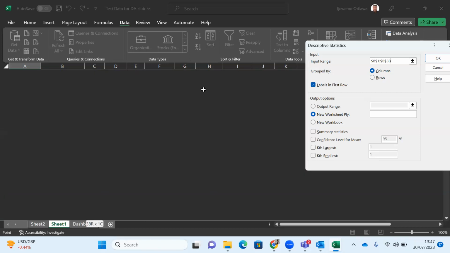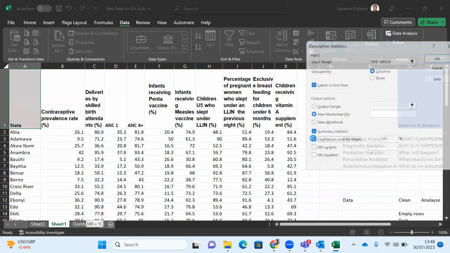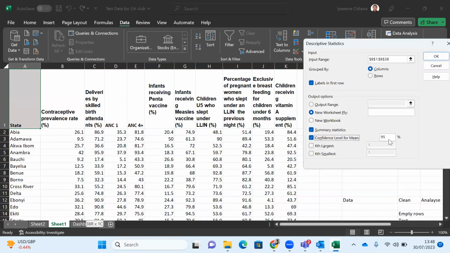Right, be good, and then put it on a new worksheet. Summary statistics. What's our confidence interval? 95%.